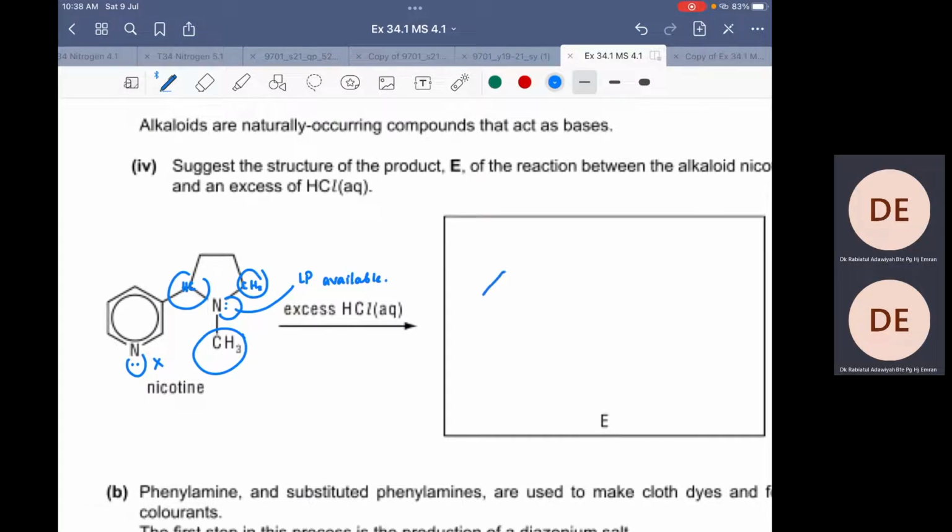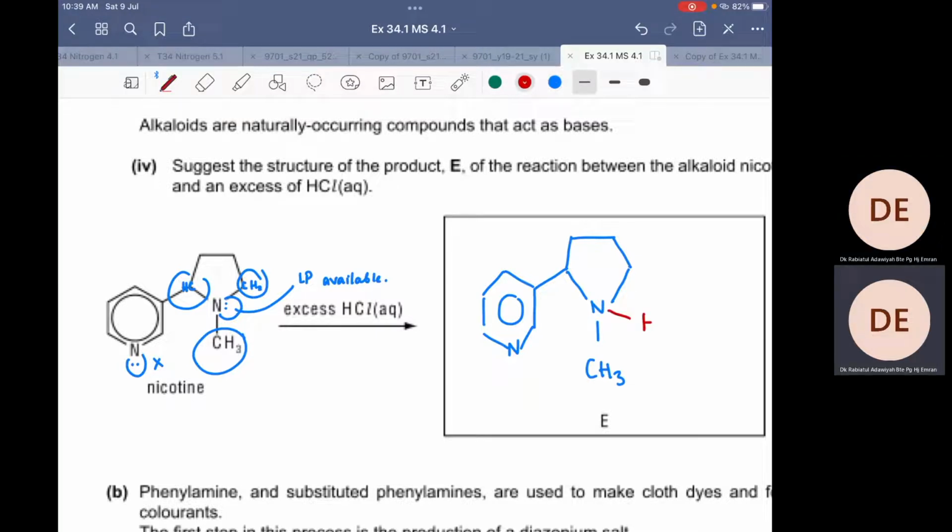The aromatic nitrogen will not get involved in the reaction, so we just draw it as it is, okay? And the rest of the molecule, except where the nitrogen is, will also stay unchanged, okay? So we said that the nitrogen will gain H plus, making this whole molecule positive, okay? And then the chloride ion is just a counter ion.